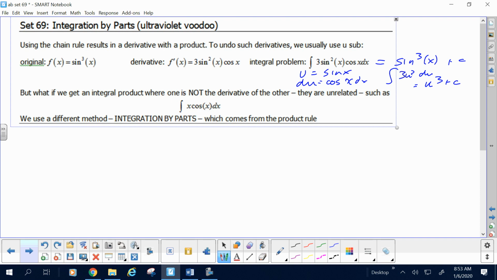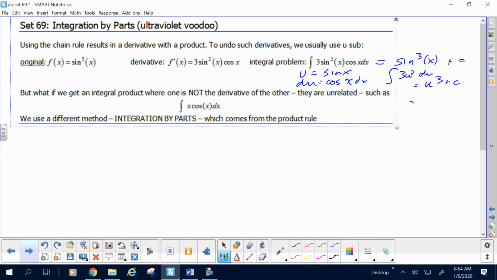Okay. So U sub is the idea of what do I do when I see a product there and one looks like the derivative of the other, like we did a chain rule to get that product. You follow me? All right. If, however, you get a product where one is not the derivative of the other, the two terms really have nothing to do with each other, well, that's an integration by parts problem. For example, x cosine of x, that's not a U sub problem.